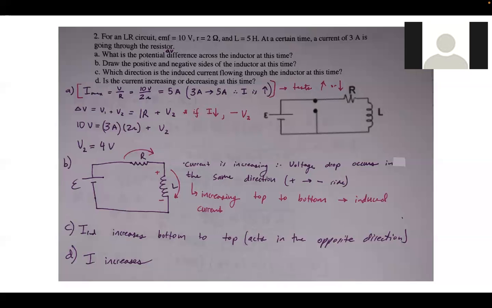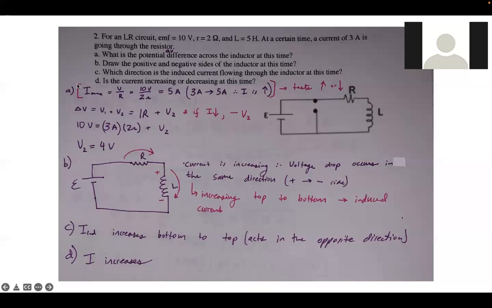At this point, I solve for the maximum value the current can be. What this tells me, I just do this math right here, 5 amps. I have 3 amps at this time, and at the max, it's 5 amps. Therefore, we know that the current is increasing. So this is a test.